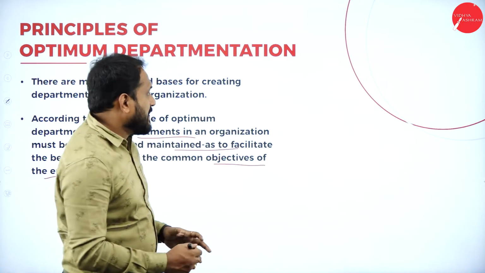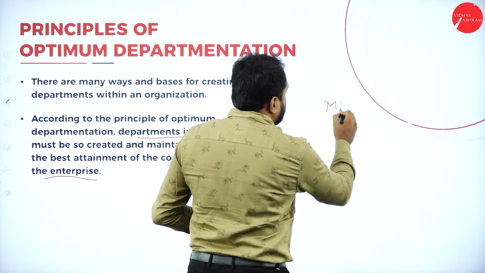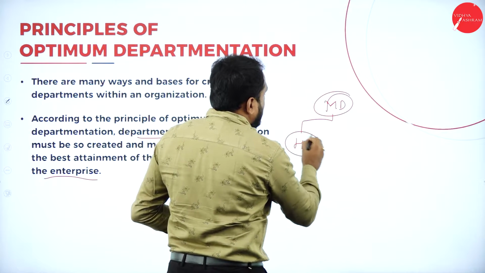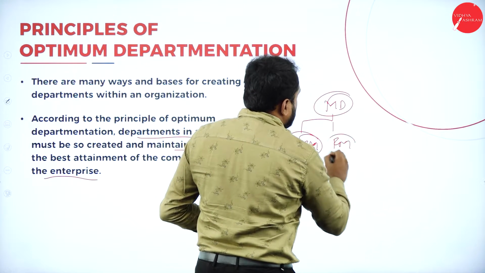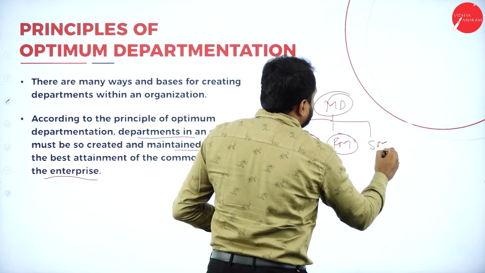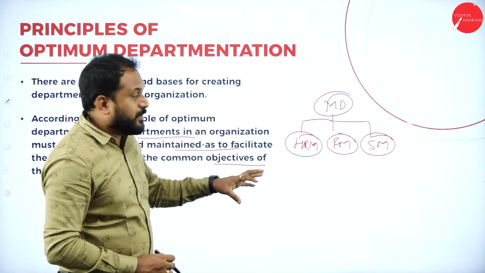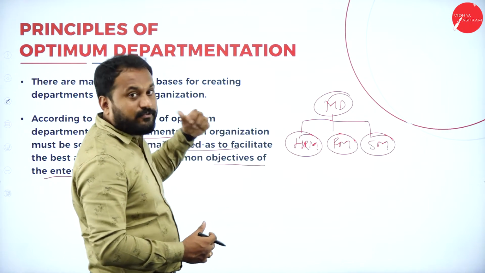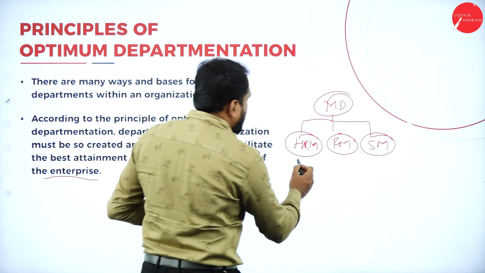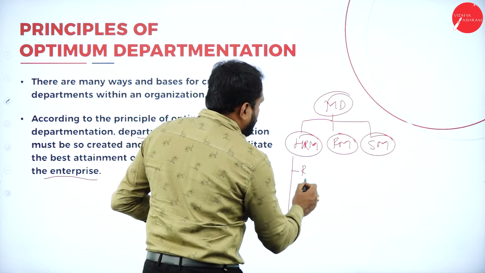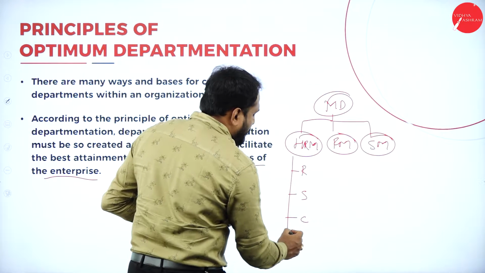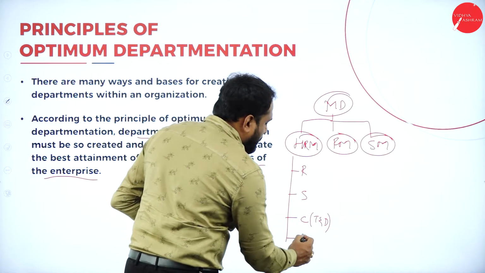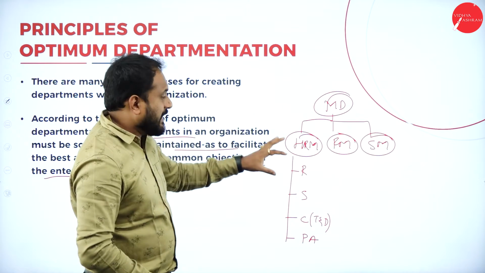Say, for example, I gave you an example here with the MD, the managing director, and we had the HR manager, then the finance manager, and then the sales manager. Now if you clearly go with the principle of functional definition and the principle of optimum departmentation, here we have what? We have recruitment, selection, the committee for training and development, and the last one is performance appraisal. So these are the departments under the HR manager.